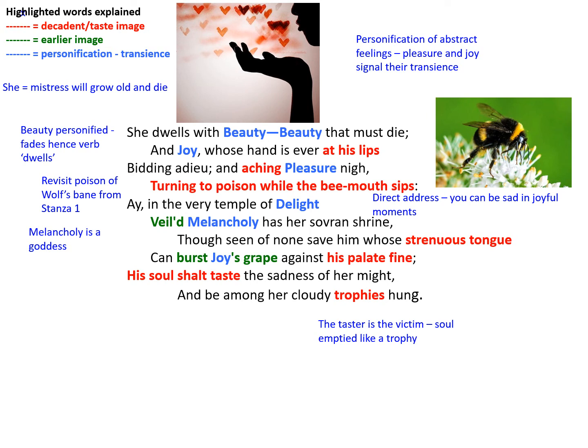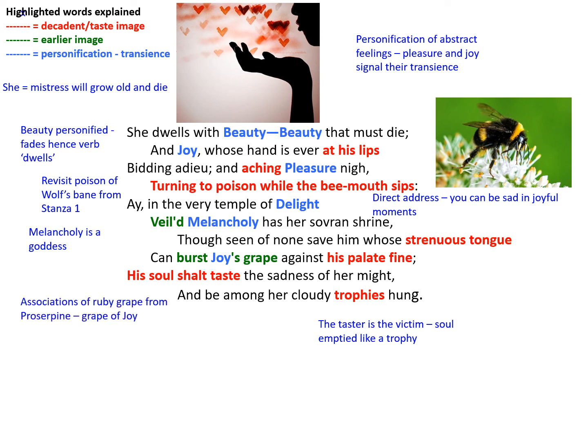Now there's 2 interpretations to this. We've got the associations of the ruby grape of Proserpine or Persephone earlier in stanza 1. But then we've got the shift. It becomes the grape of joy.